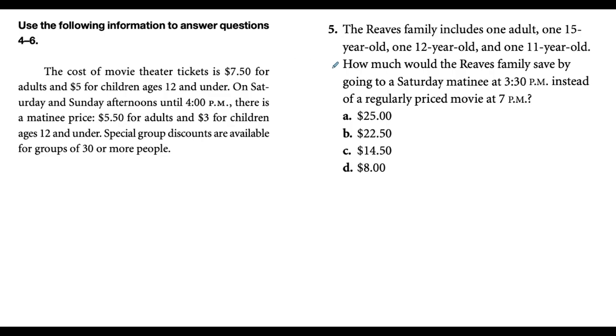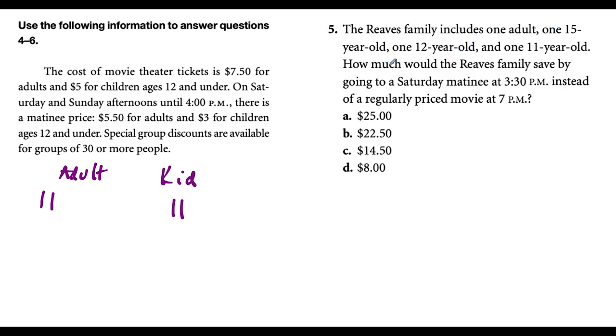So for question 5 here, we have the Reeves family include one adult. So we have one adult, and I'll just kind of tally it up here. So we have adults, and we have a 15-year-old, which counts as an adult because they're over 12. And then they have a 12-year-old and an 11-year-old. So in terms of the kid tickets, so I'll just write kids, they're going to pay for two adult tickets and two kid tickets. See here, we have one adult and one 15-year-old, and then we have two people that are 12 and under.